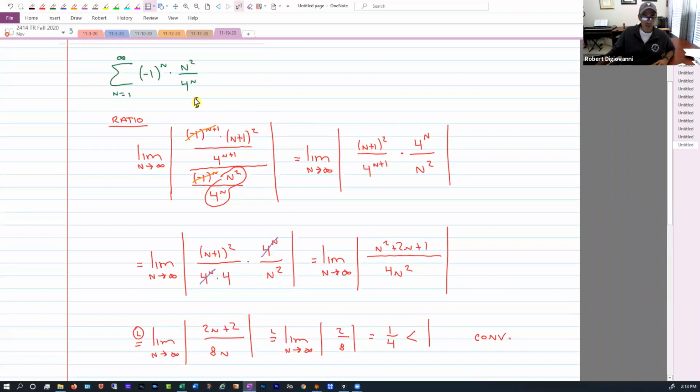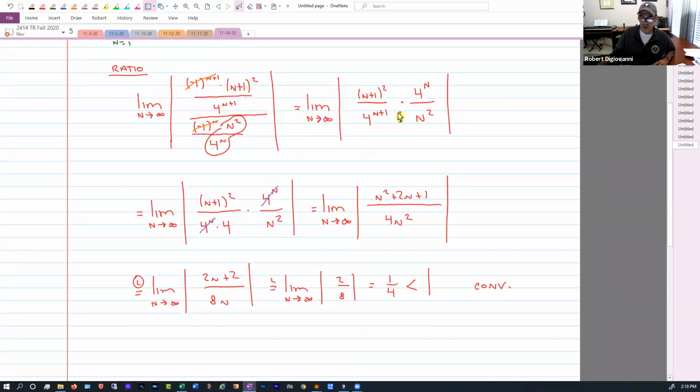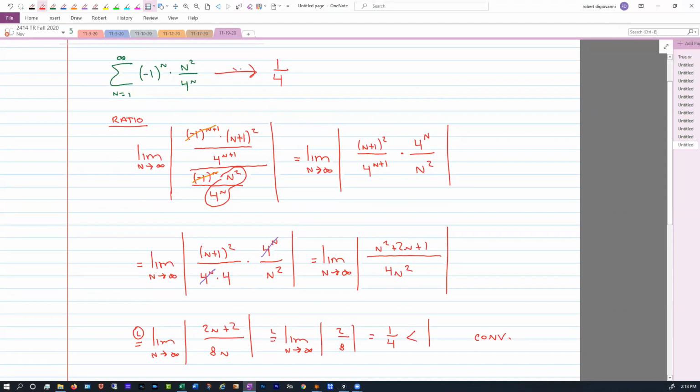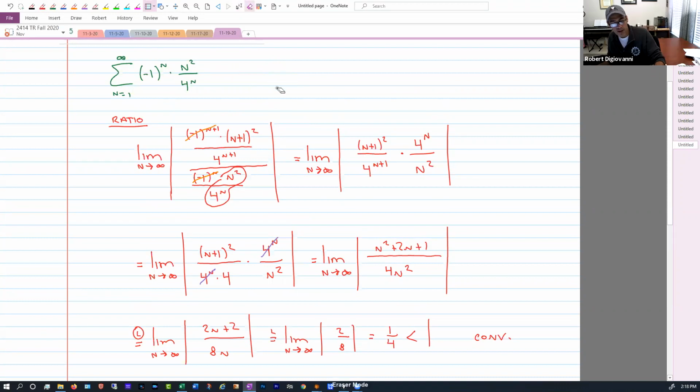So that means the original series converges, because the ratio test spit out a number less than 1/4. I mean, sorry, less than 1. Now, are we saying that this series converges to 1/4? Is that what we're saying? No, not at all. All we're saying is that it converges. We still don't know what it converges to.